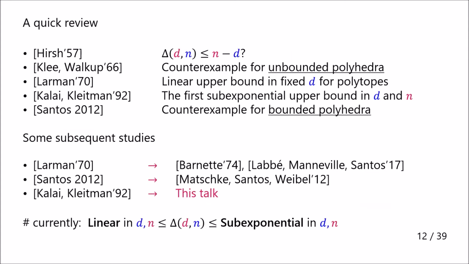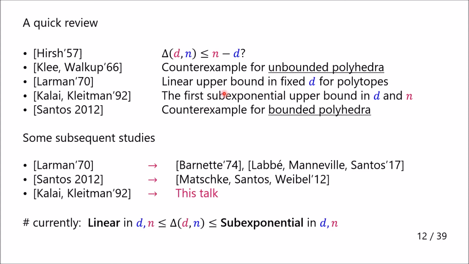Here is a quick review of the previous results about the behavior of Delta(d,n). The well-known Hirsch conjecture claims that this value is bounded by a linear function, n minus d. But today, the Hirsch conjecture is known to be false in general, even for bounded polyhedra, that is, for polytopes, as shown by Santos in 2012. And on the other hand, Kalai showed an upper bound which is linear in n, but exponential in dimension.